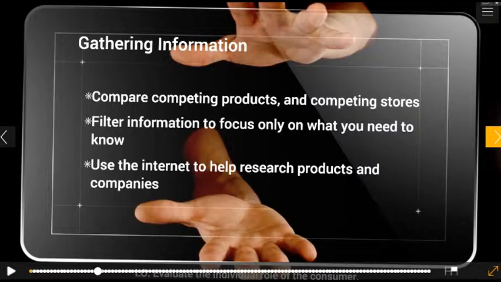Gathering information. Compare competing products and competing stores. Filter information to focus only on what you need to know. Use the internet to help research products and companies.